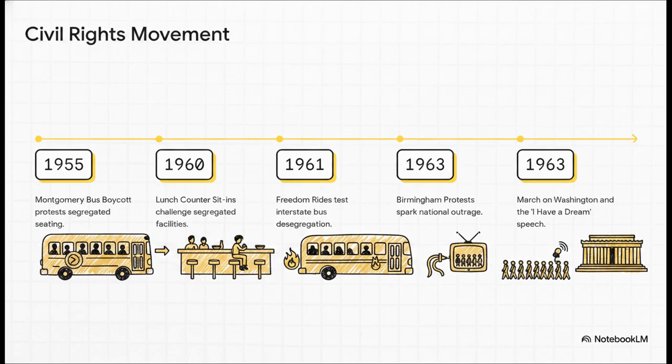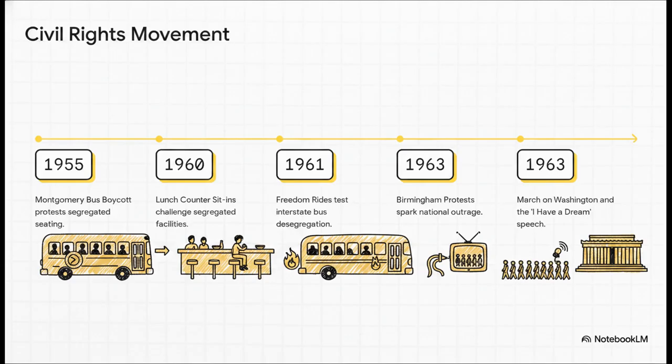It took the brilliant escalation of nonviolent direct action, led by figures like Dr. Martin Luther King Jr. Notice how each sequential event brilliantly built up public pressure. It started with Rosa Parks and the Montgomery bus boycott in 1955. Then, college students bravely held lunch counter sit-ins in 1960. In 1961, Freedom Riders faced firebombs just to desegregate interstate buses.